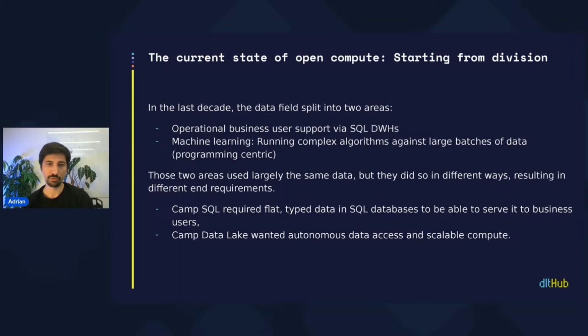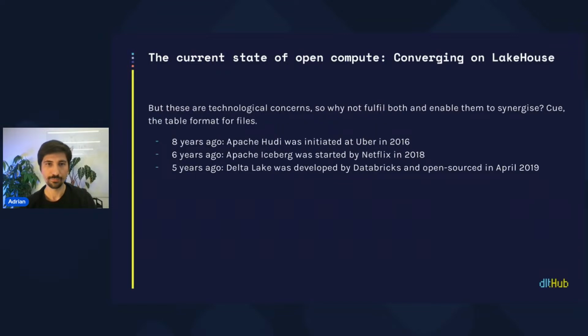So Camp SQL required flat typed data in SQL databases, so they were able to serve business users through tools like doing pivot tables on SQL tables. And Camp Data Lake wanted just big blobs of data so they could explore them. So there is convergence towards the lakehouse because ultimately these two fields use kind of the same technology, so they could work on the same tech stack if they agree.